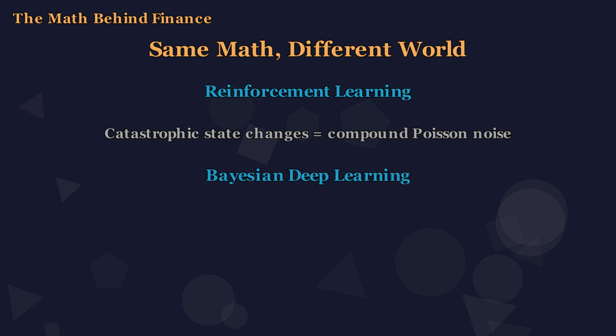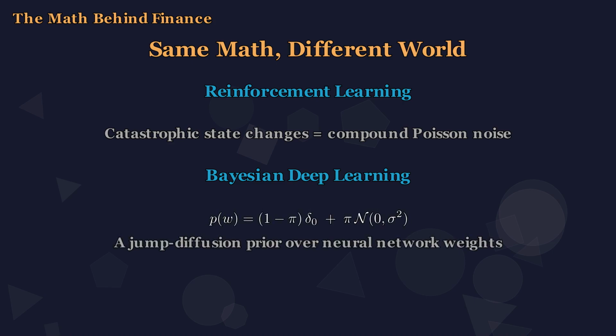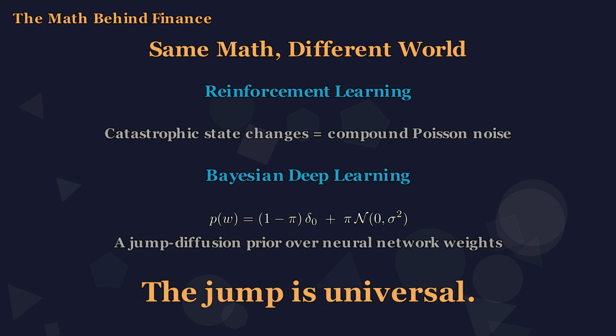And in Bayesian deep learning, the spike and slab prior is a mixture of a point mass at 0 and a Gaussian. That is literally a jump-diffusion prior over the space of neural network weights. The jump is universal.